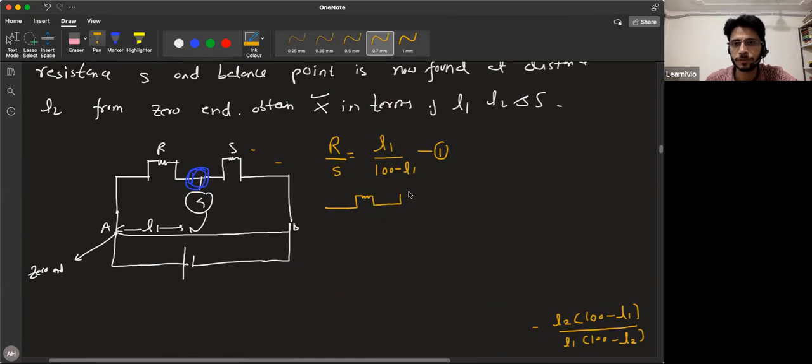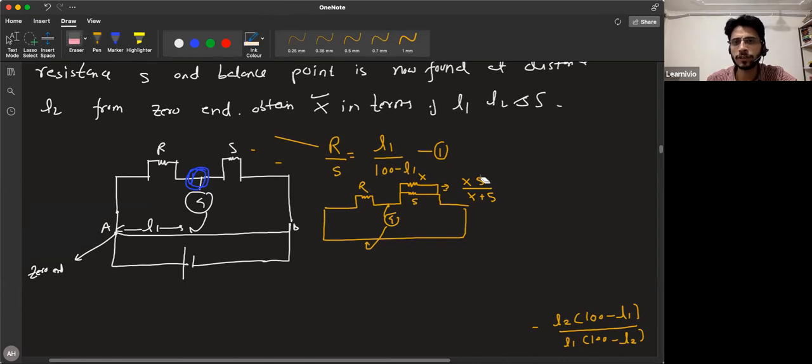This is R. This is S. In parallel with this, you have another resistance X. Arpit, what is the resistance in the right gap? 1 by X plus 1 by S. And how much is it? Remember this thing. If you have two resistances in parallel, it is X into S by X plus S.